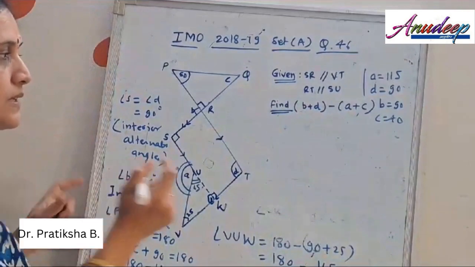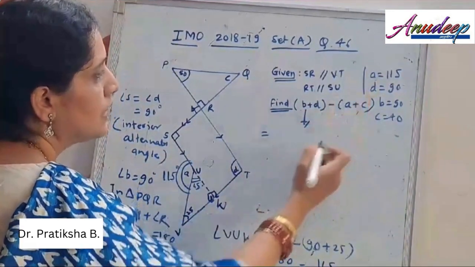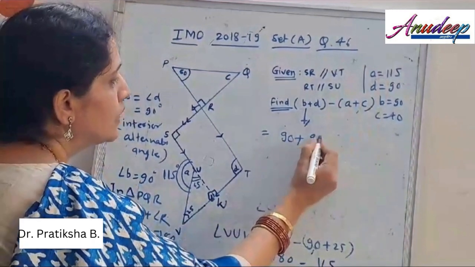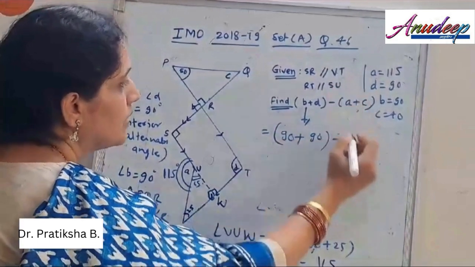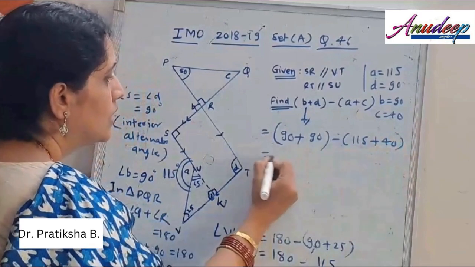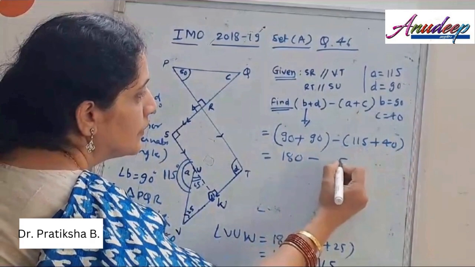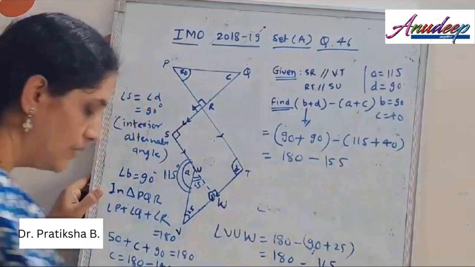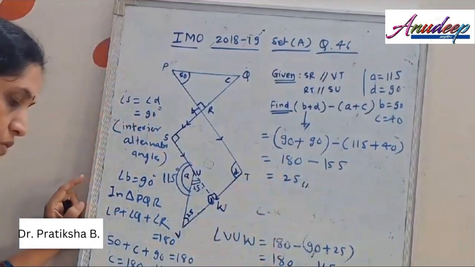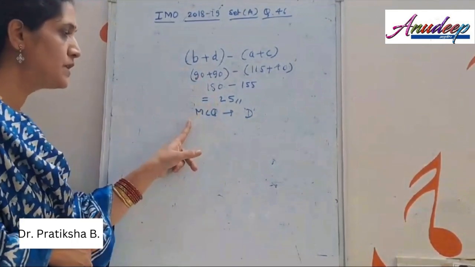B plus D minus A plus C. What is the value of B? It is 90, plus D is also 90, minus A is 115, plus C is 40, giving you 180 minus 155, and that comes out to be 25. So 25 is the answer, and from the MCQ, the answer is D.